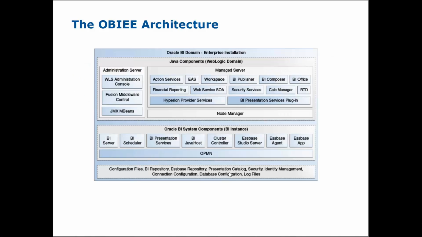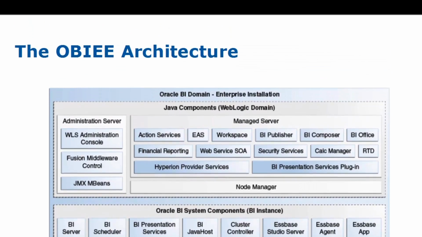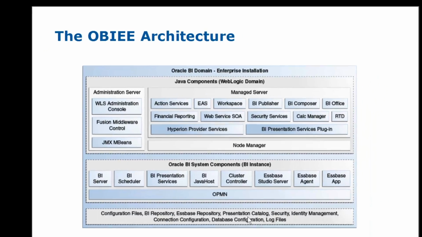As shown on the slide is a typical architecture for an enterprise installation. We have two main streams of components. Firstly, the system components, which include the BI server, the presentation server. Secondly, we have Java components such as the administration server and the managed server. And lastly, the node manager.